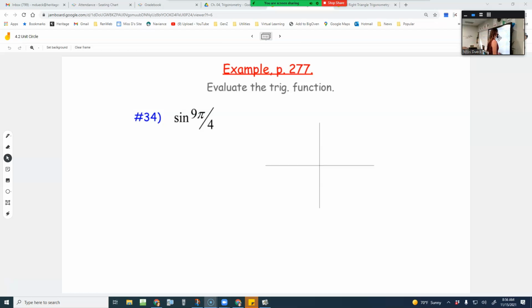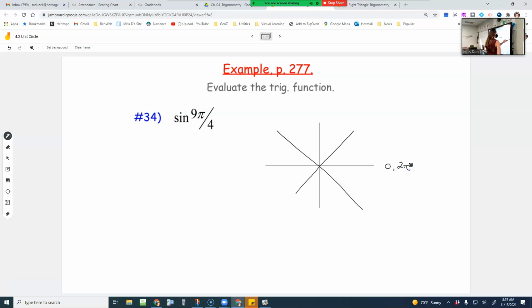Oh, it's where pi over 4. How do you know that, though, Jackson? Because I counted. What do you mean you counted? 7 pi over 4. So if 8 pi over 4 is 2 pi, then you just add 1.